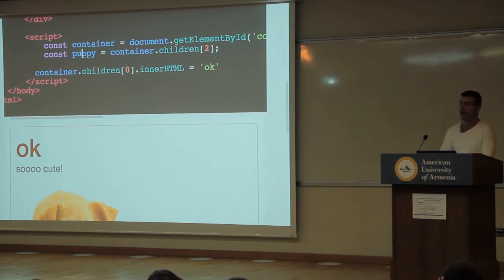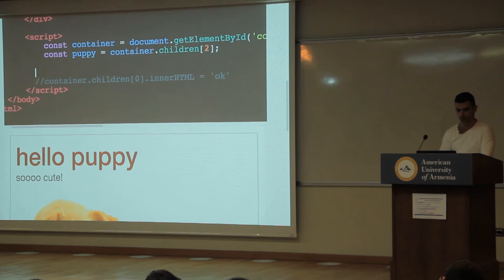Now I want to add an event listener. What do I mean by an event listener? An event listener is basically a function that is called when an event happens. Okay, makes sense. So let's do that. Let me comment this out for a moment. So let's do puppy.addEventListener. What is addEventListener, by the way? It's a function. That's right.